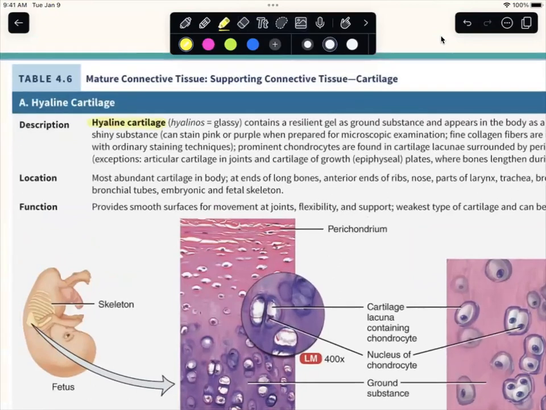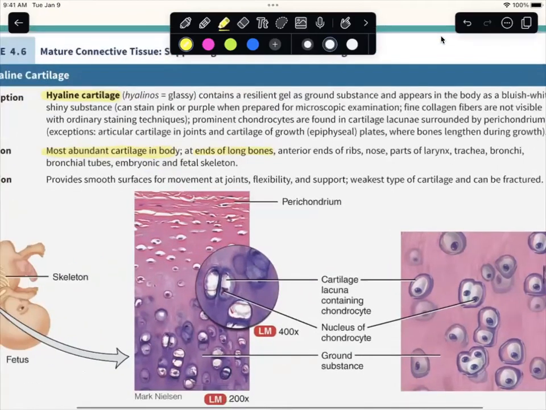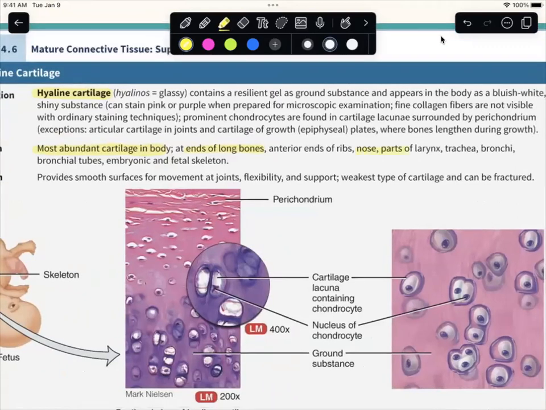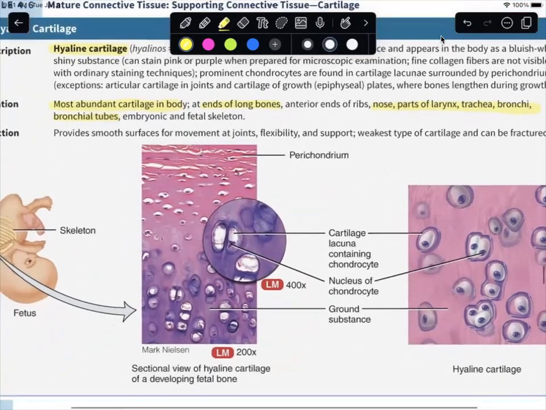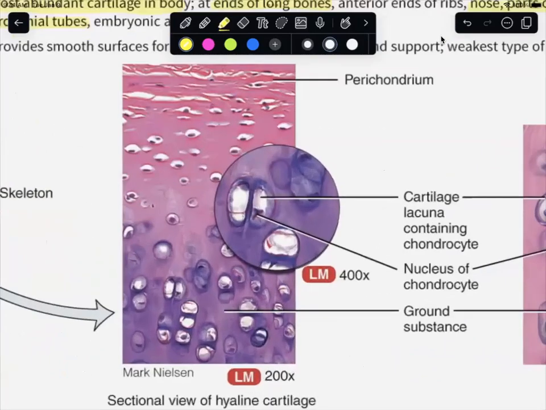Hyaline cartilage is the most common, or most abundant, type of cartilage in the body. All of your bones came from hyaline cartilage. It still lines the ends of a lot of your bones. Part of your nose, larynx, trachea, and bronchi, the bronchial tubes in your lungs, are made of hyaline cartilage. So in hyaline cartilage, we look at this picture over here.